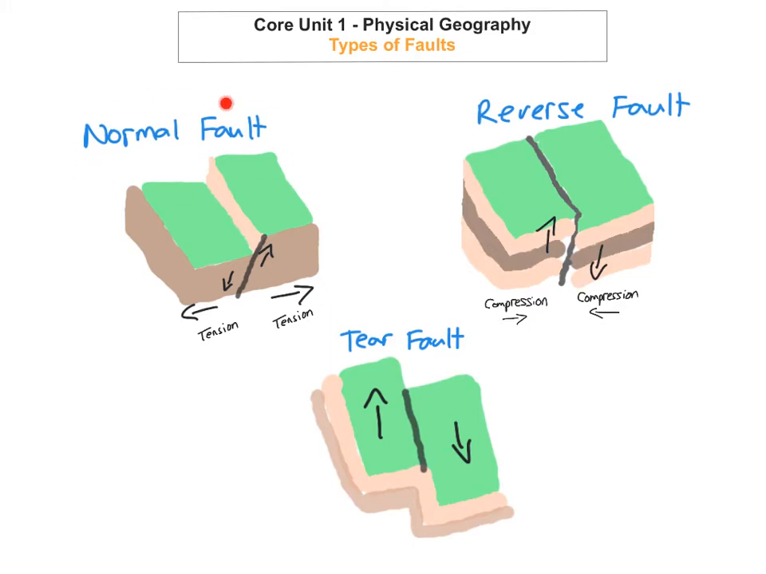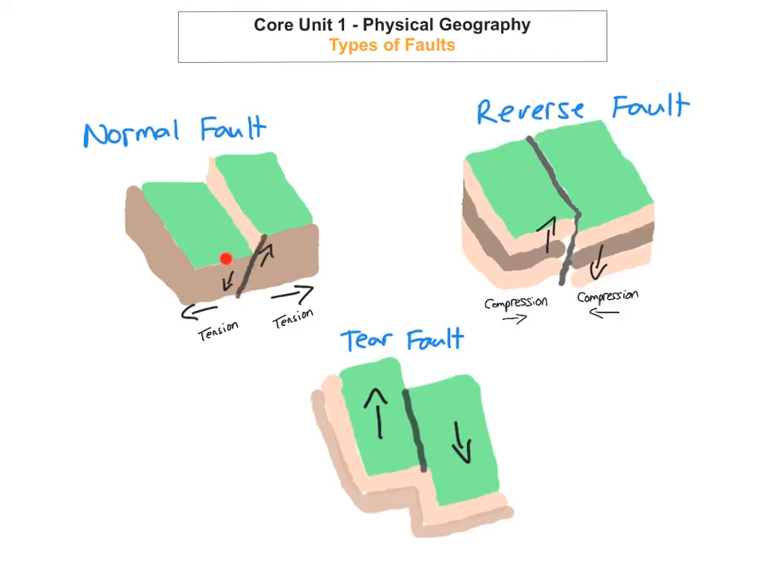The first one is a normal fault. A normal fault happens at constructive plate boundaries, where there's lots of tension, where the plates are pulling apart. And these result from the tension stretches as the plates pull apart. And what happens is the movement is normally vertical.